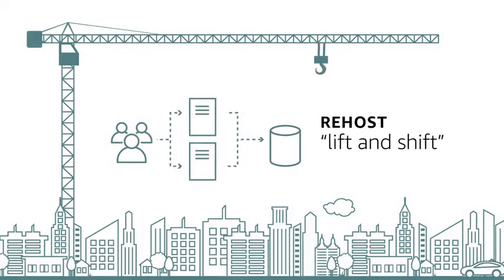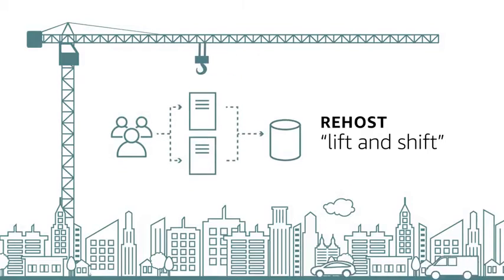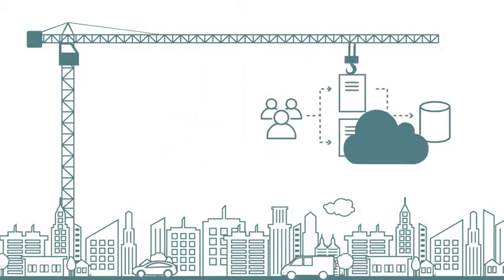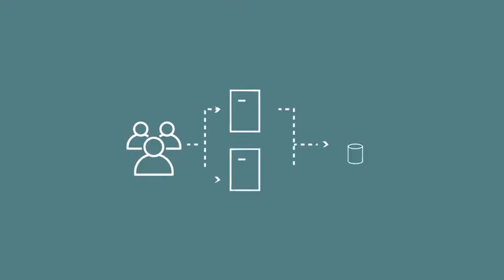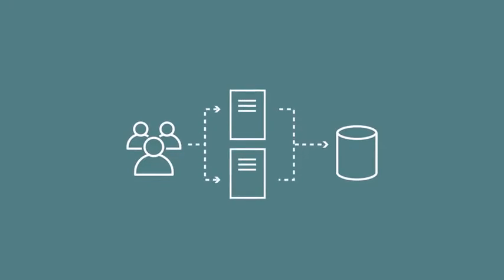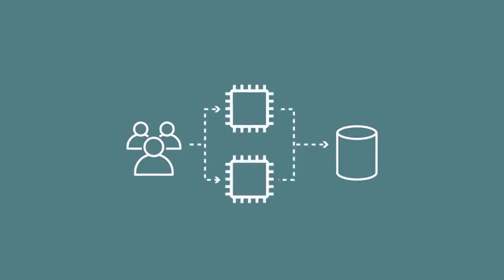Rehost, commonly referred to as lift and shift, is a direct migration where you're trying to pick up and move your applications or environments directly into the cloud while trying to make as few changes as possible. This is also known as forklifting.